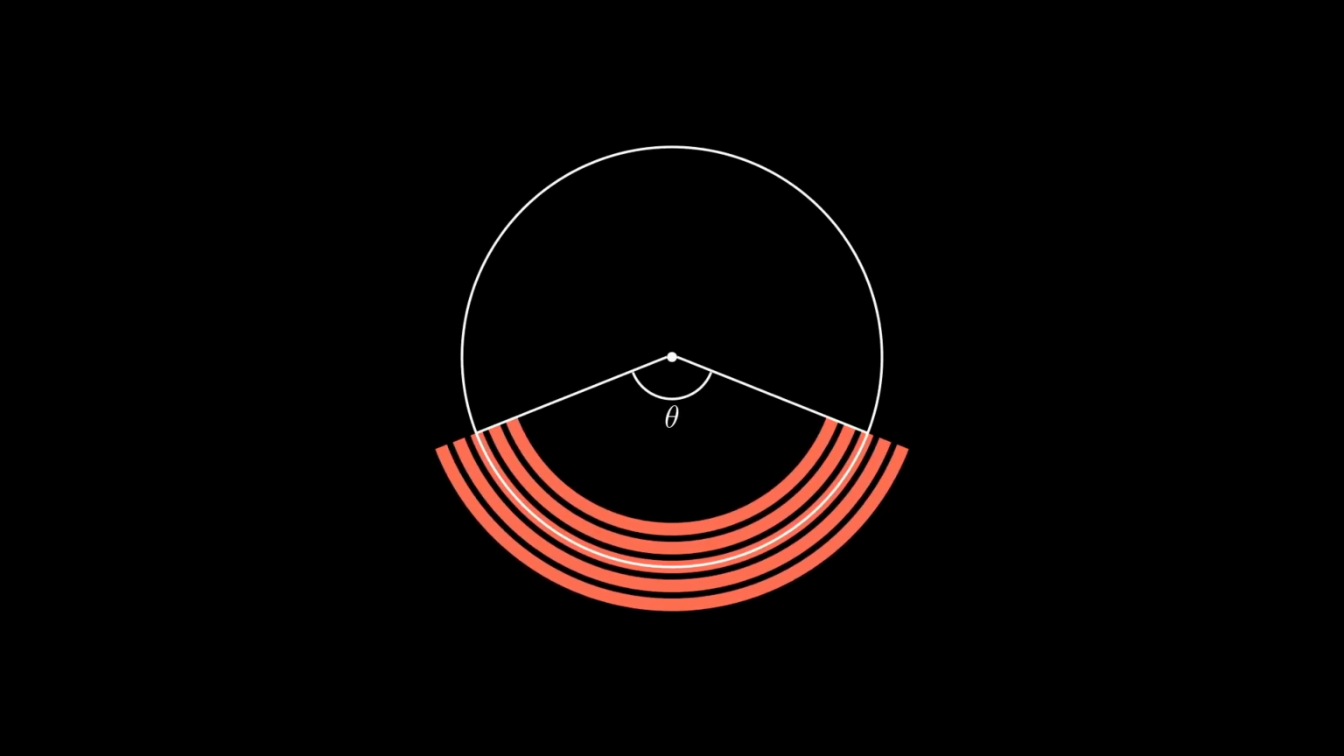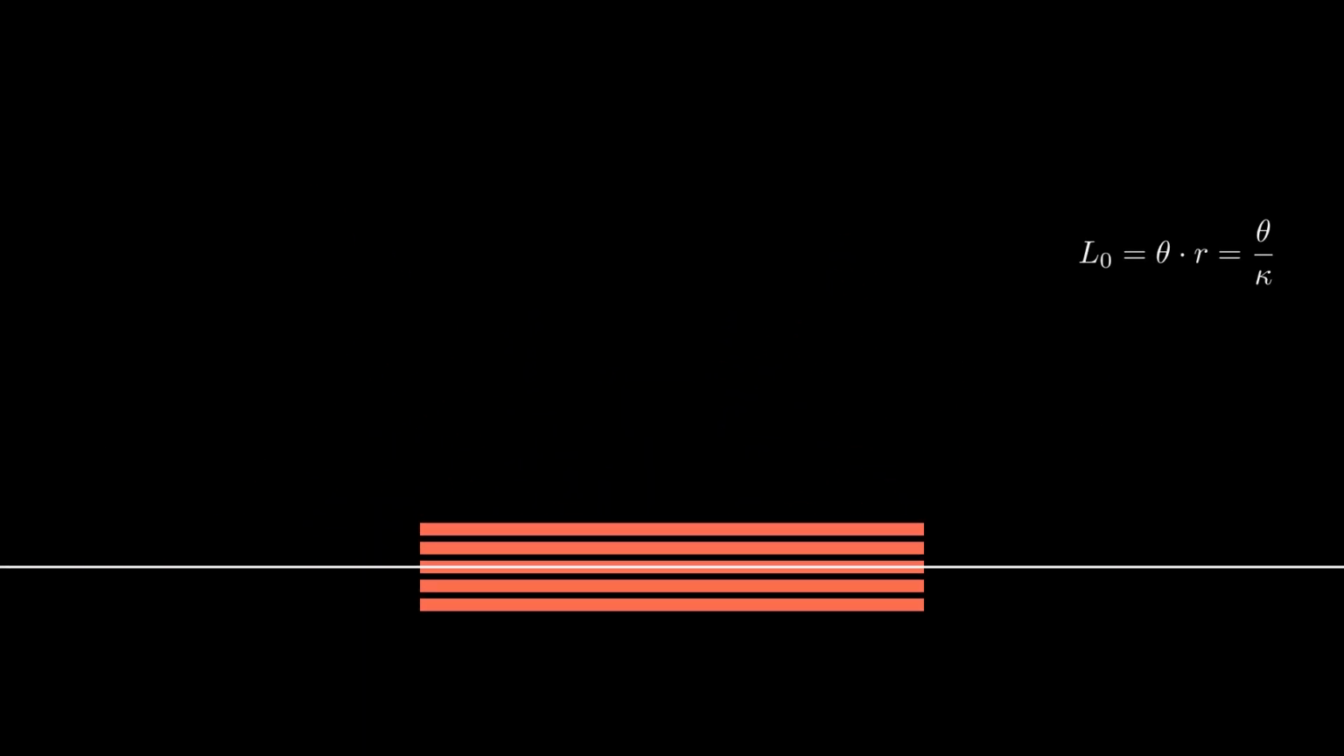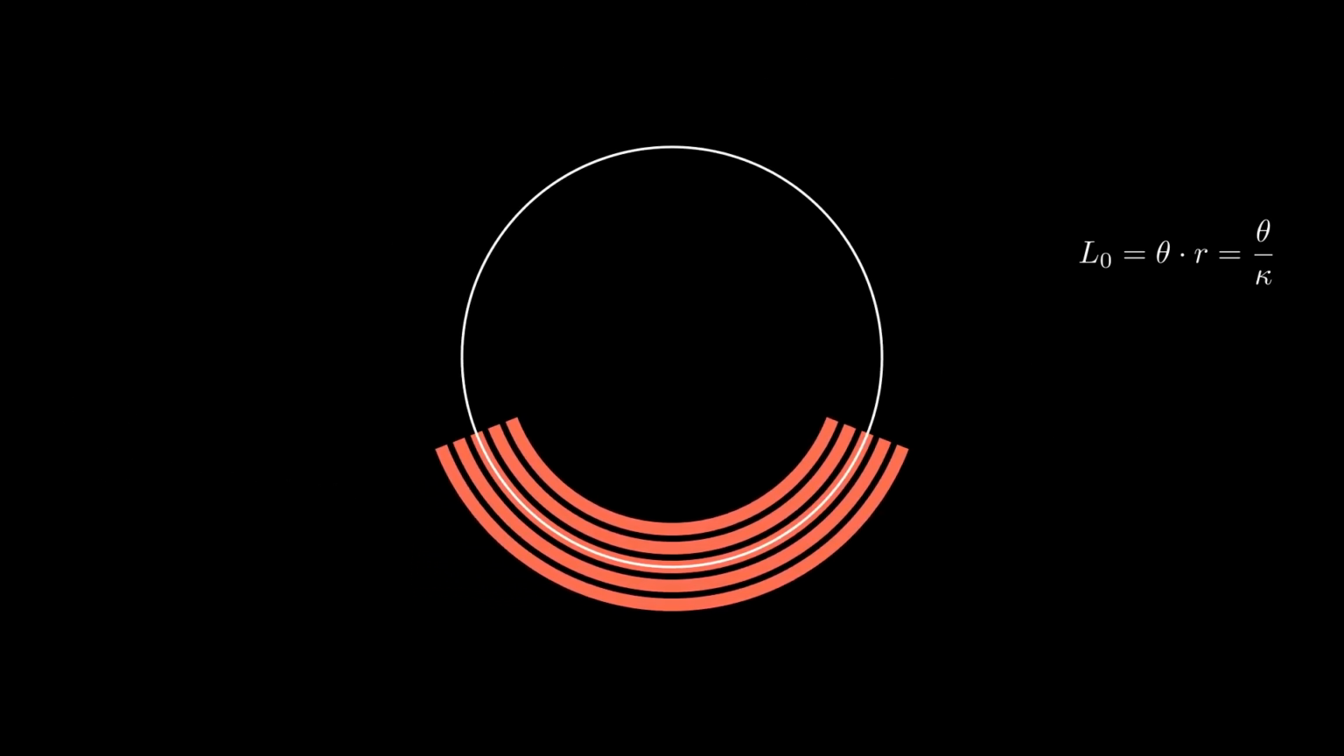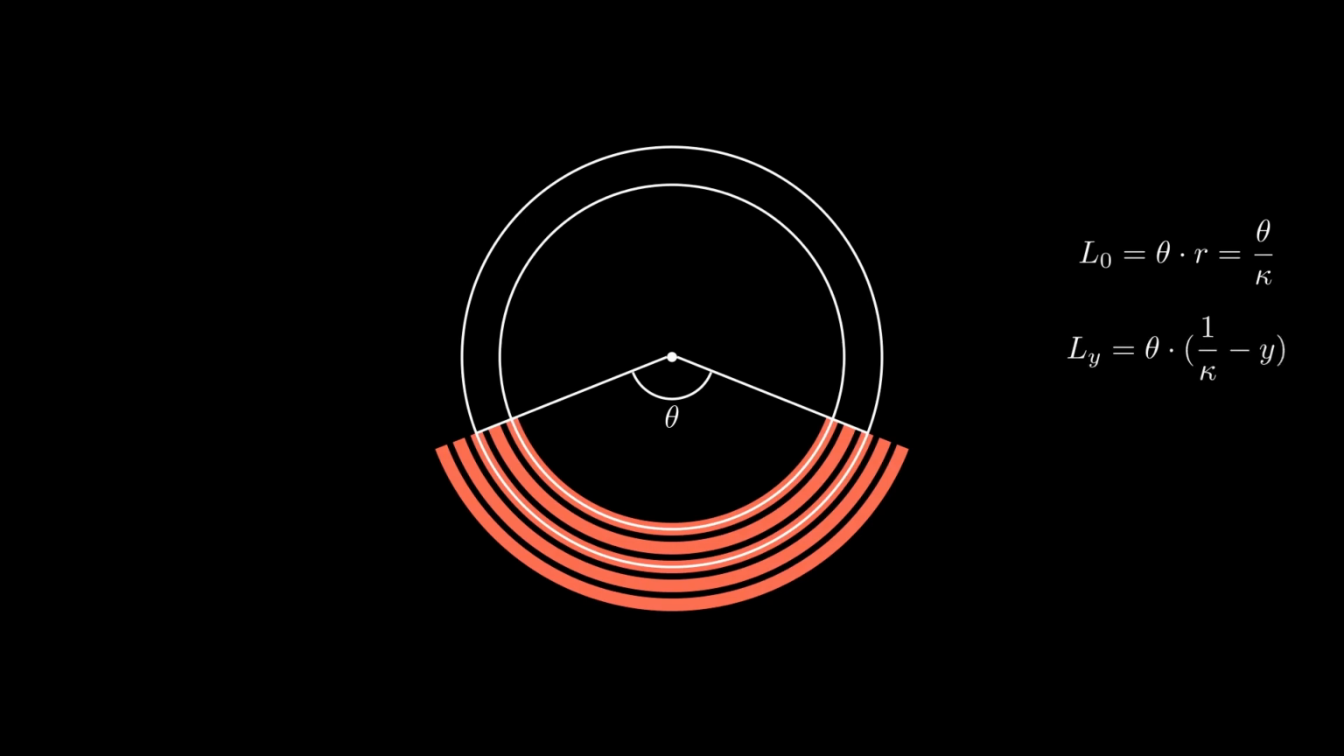If the length of the beam is L, and the angle subtended by the layer is theta, then we get the relationship L equals theta times R, or L equals theta divided by kappa. Let's find the length of a layer that is y units above the neutral layer. Its tangent circle is concentric to the neutral circle, so we can easily find its radius as R minus y, or 1 over kappa minus y. We can write its length in terms of theta, like so.